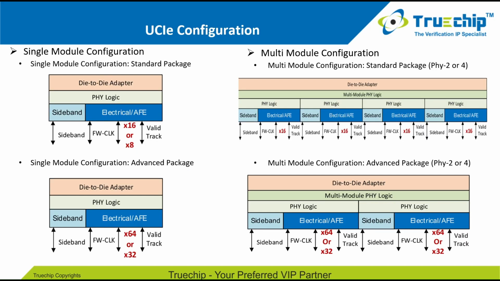Here is the UCIe configuration. UCIe is also incredibly flexible in its configurations. We have the single module configuration for both advanced and standard packages. For advanced package, a single module is typically x64 or x32, and for standard package it's x16 and x8. This is scalable. You can implement multi-module configurations to aggregate 2 or 4 modules for even higher bandwidths, shown in this figure for 4 modules or 2 advanced modules.